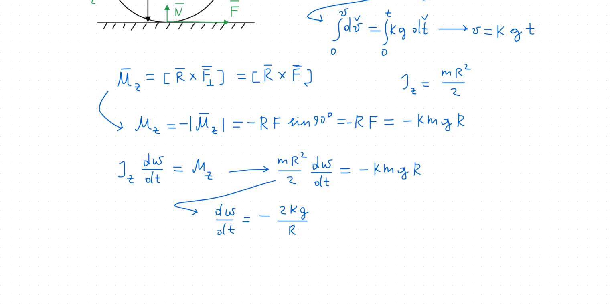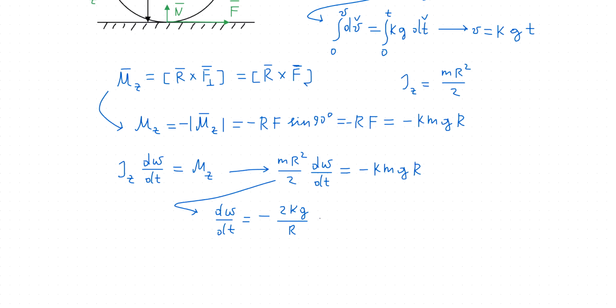So integrate both sides. Yes, but before integration, we should separate variables, omega and dt. So how can we do this in this case? dt can go to the right side. Yes.